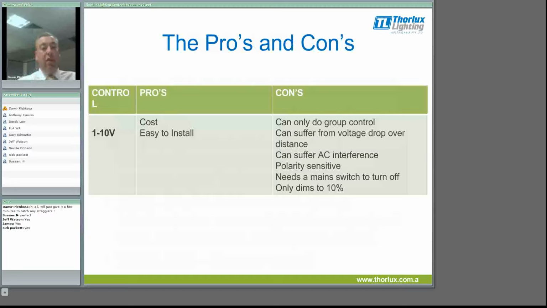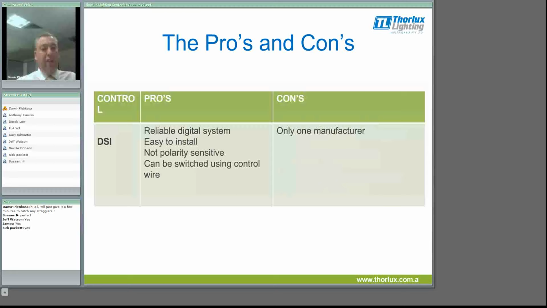Obviously, because it uses 1 to 10 volts, it can suffer from voltage drop over long distances. It can suffer AC interference. It's polarity sensitive, so the two core connection cable between the devices has to be connected the correct way round or your system won't work. The other downside is it needs a mains switch to turn off the luminaires, because as it's 1 to 10 volt, the 1 volt will only dim the fittings to 10%, so you must have a mains switch to turn the luminaires off.